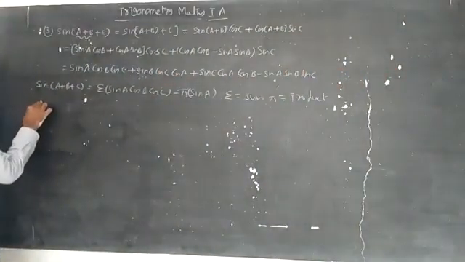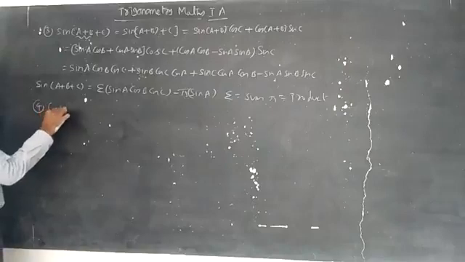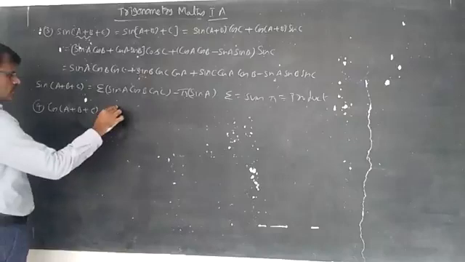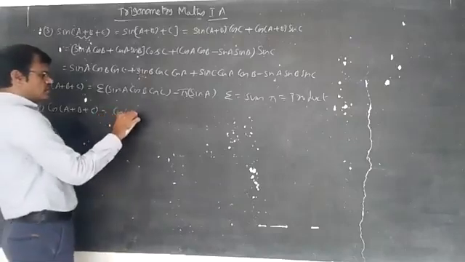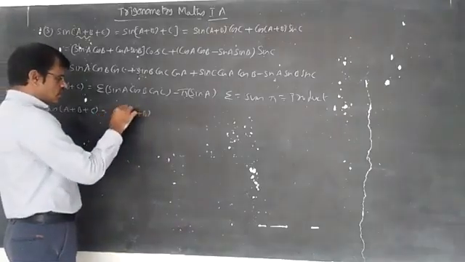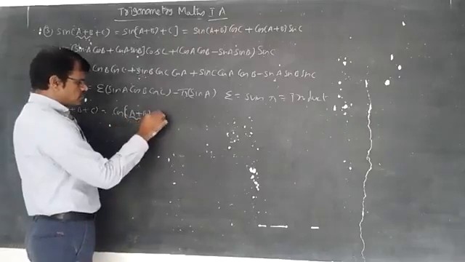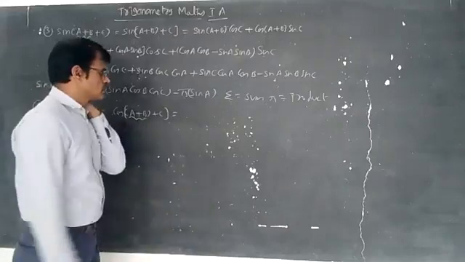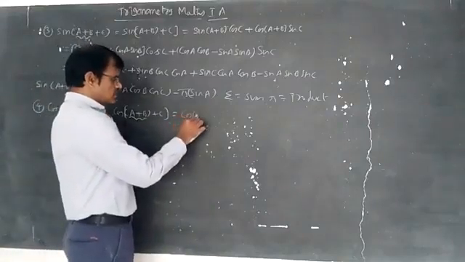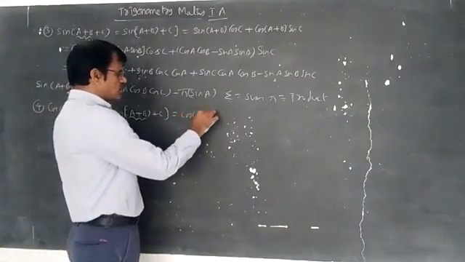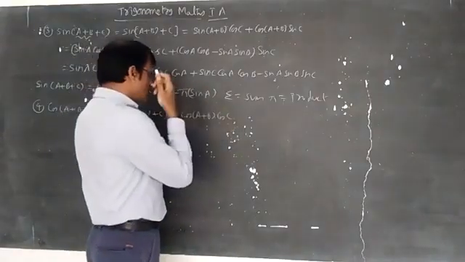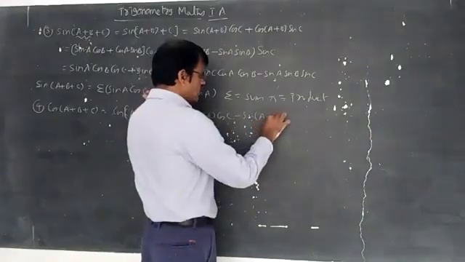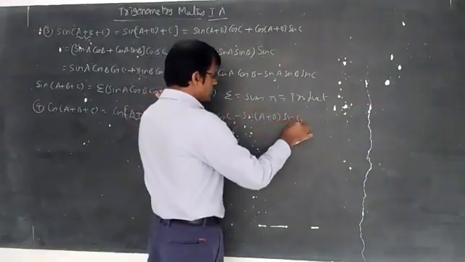Next, fourth one: cos of A plus B plus C. In the similar way, you understood. Try to understand like this. Cos of A plus B is a group and C is a group. Depending upon the cos of A plus B formula, you write cos A cos B minus sin A sin B: cos of A plus B into cos C minus sin of A plus B into sin C.